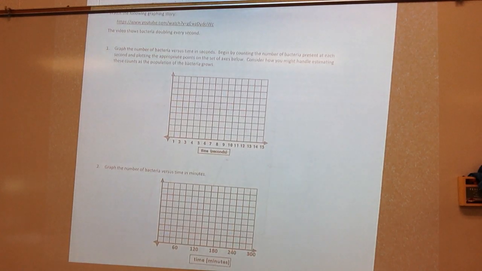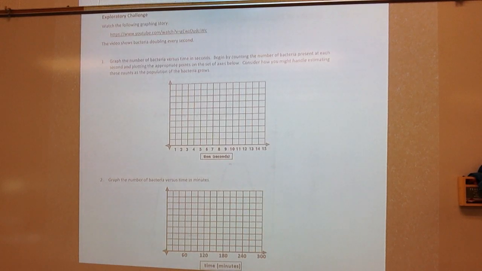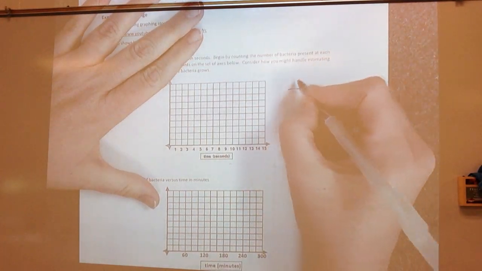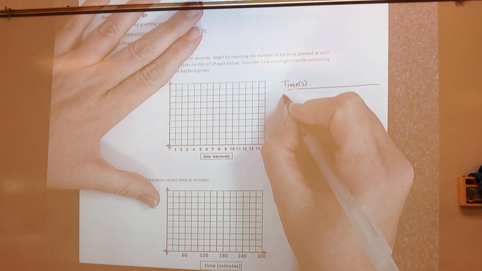Alright, so go back and look at that video again. It happened very quickly, so you need to really concentrate. Go back and look at that video and create a table. That's the best thing for you to do, is create a table that will show you how many bacteria you have. Alright, so I'm going to create this table over here, and we're going to have our time in seconds, and our number of bacteria.